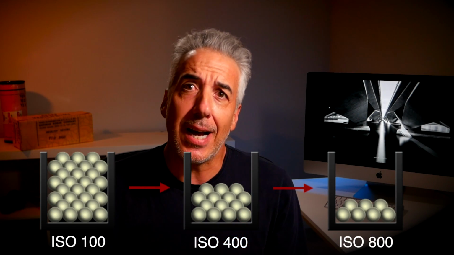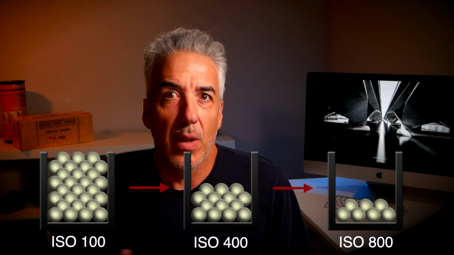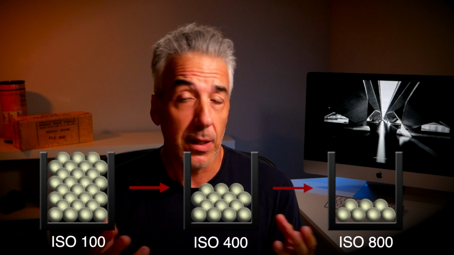And the last component, the last pillar, is the ISO. The ISO determines how sensitive our sensor is to light. A higher ISO number will result in more sensitivity to light. So with higher ISO, we will need less light. With lower ISO, we will need more light.